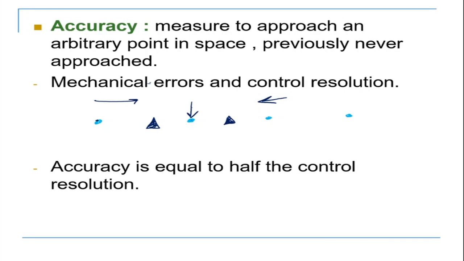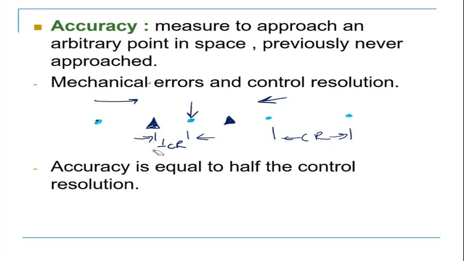And this is because of all the errors that we talked about, plus the control resolution which is there in the system. Now, this is my control resolution. And the accuracy would mean that if it is coming from the left hand side, it will go somewhere here, or on the right hand side, it will go somewhere here. And this is half the control resolution. So what we say is this distance is half the control resolution.